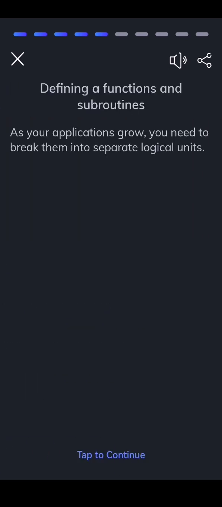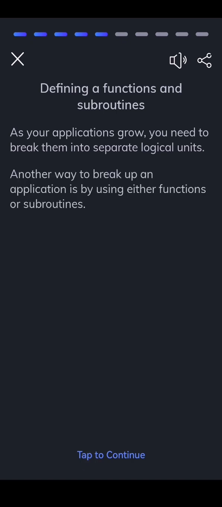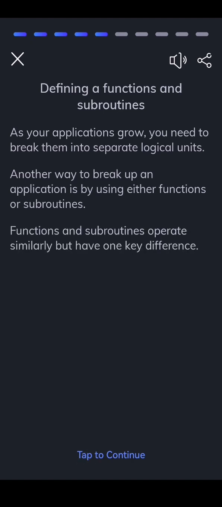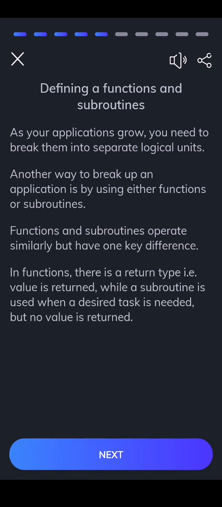As your applications grow, you need to break them into separate logical units. Another way to break up an application is by using either functions or subroutines. Functions and subroutines operate similarly but have one key difference. In functions, there is a return type, i.e. a value is returned, while a subroutine is used when a desired task is needed, but no value is returned.